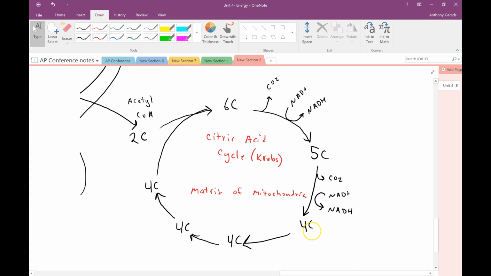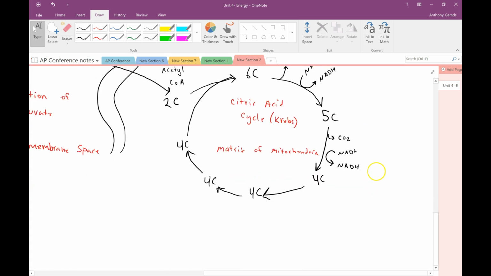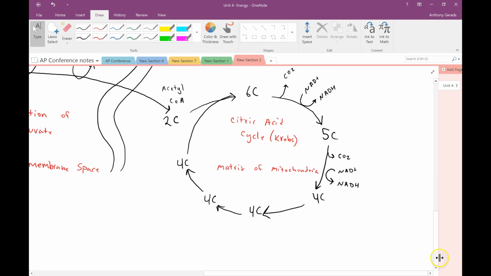Can't see the top? All right, and then now I'm at 4 carbon to 4 carbon.